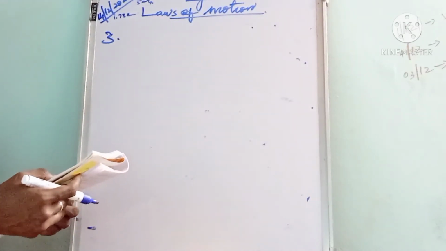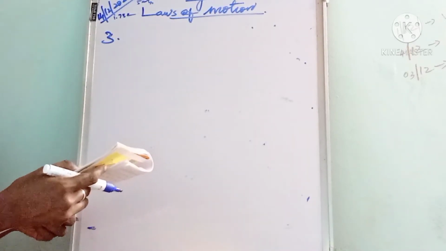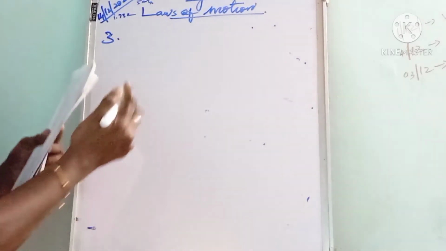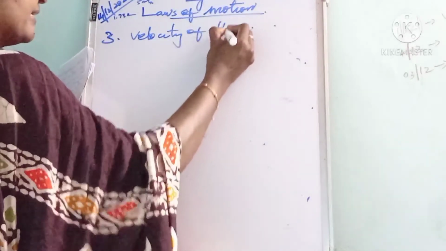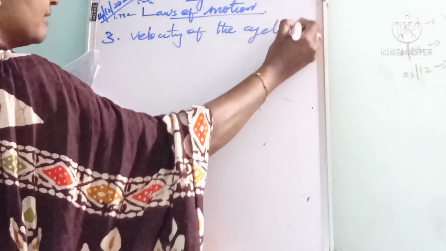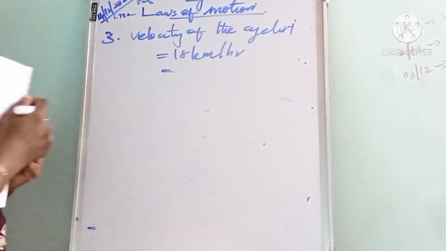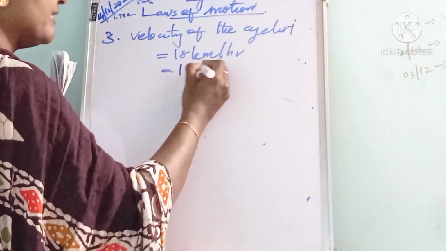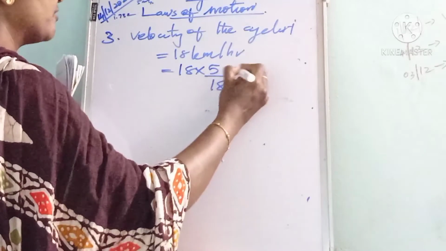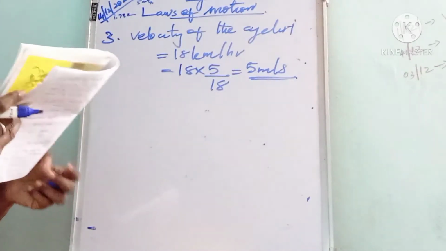Here a cyclist is speeding at 18 km per hour on a circular level road and takes a sharp turn. That is the velocity of the cyclist, given as 18 km per hour. Here we have to convert this 18 km per hour into meter per second. For that we multiply by 5 by 18. So 18 into 5 by 18 is 5 meter per second. The velocity of the cyclist is 5 meter per second.